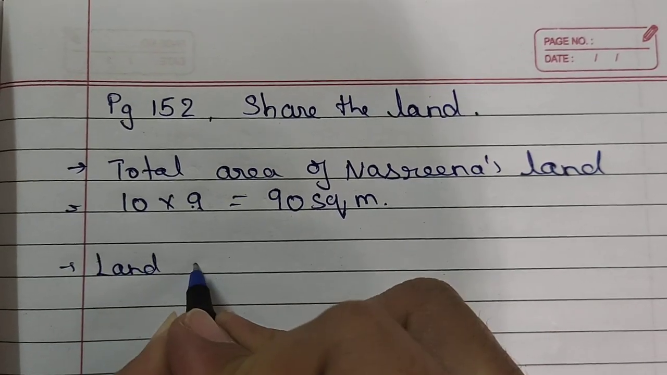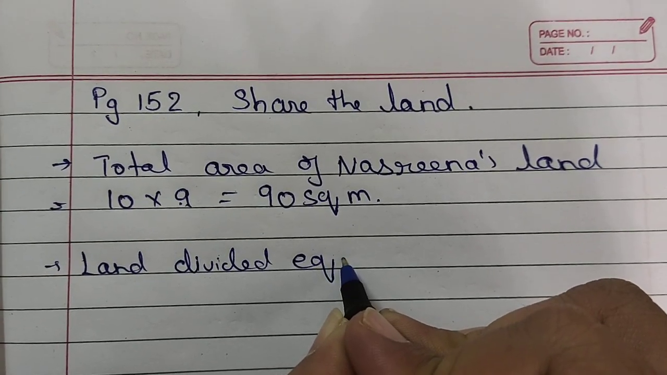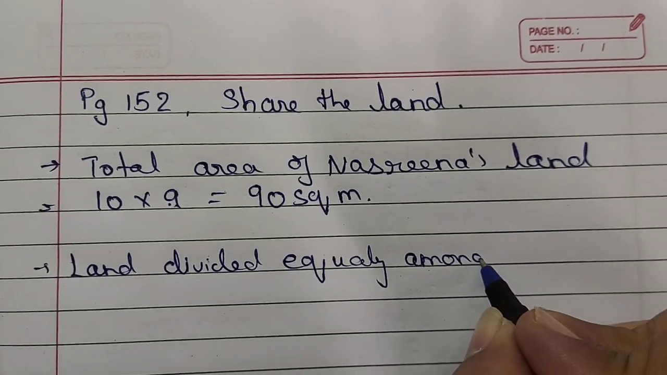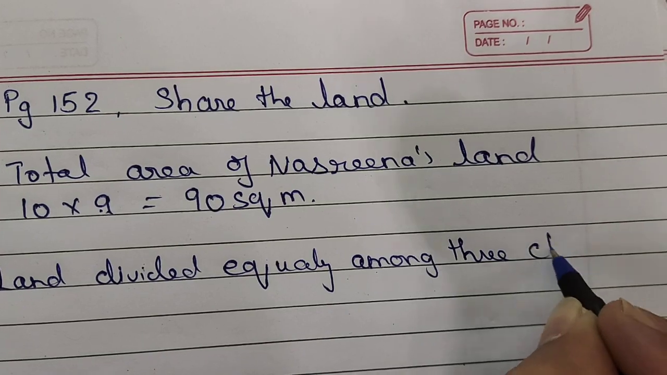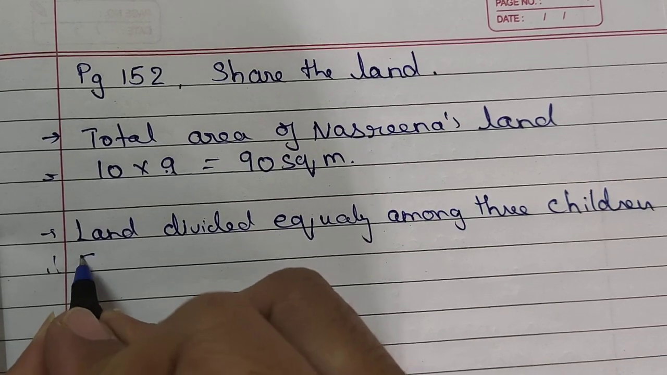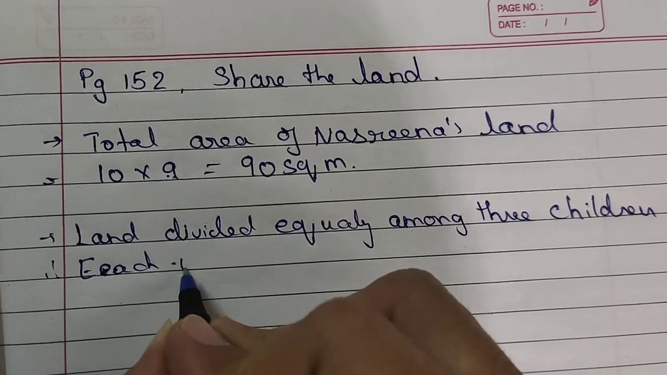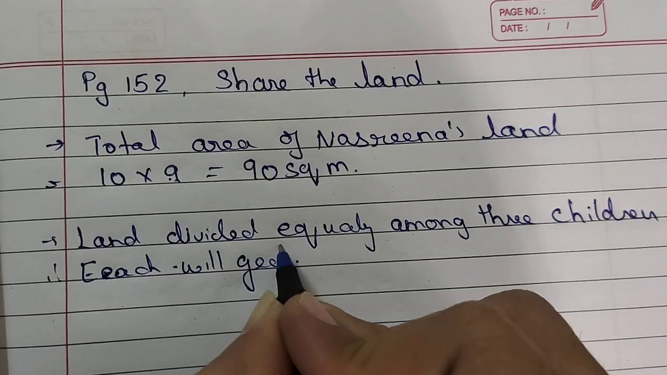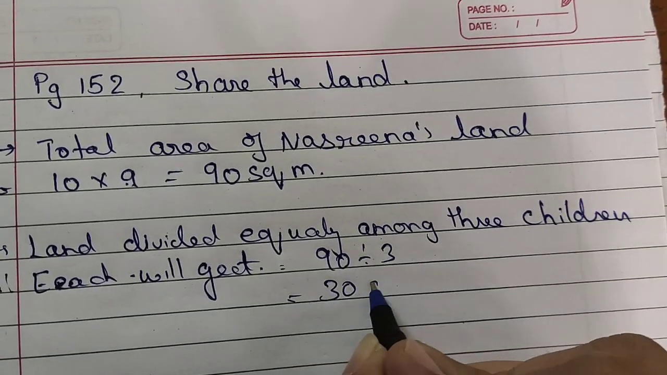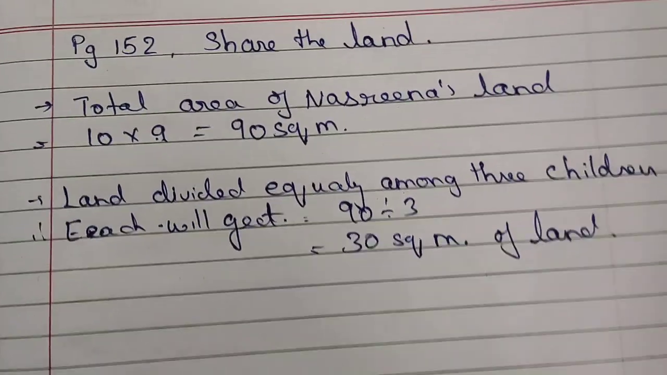Land divided equally among 3 children. Therefore, each will get 90 divided by 3 is equal to 30 square meter of land. Okay, so this we have written.